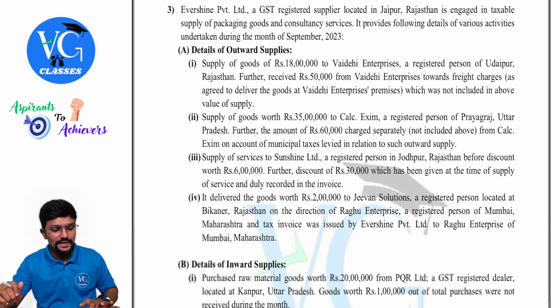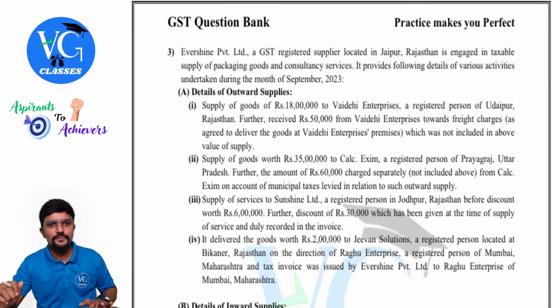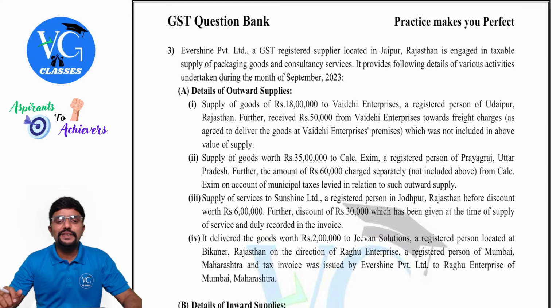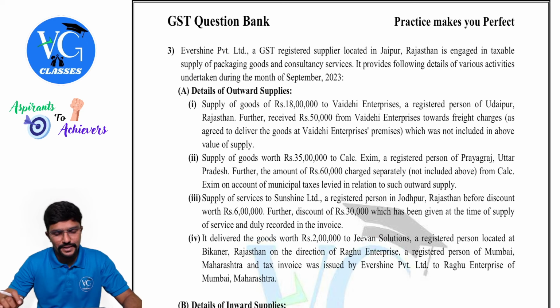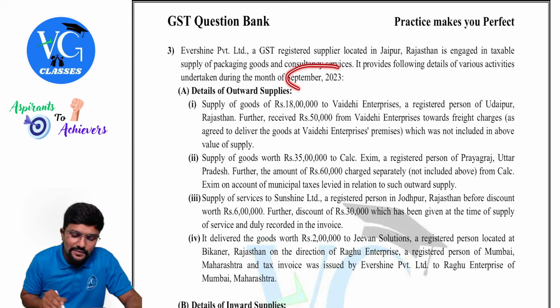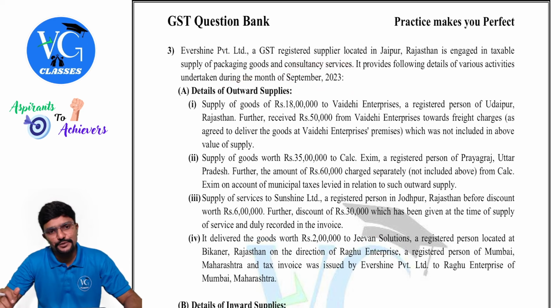Now let us read the information given. Evershine Private Limited, a GST registered supplier located in Jaipur, Rajasthan, is engaged in taxable supply of packaging goods and consultancy services. It provides following details of various activities undertaken during the month of September 2023. The data given is for September 2023, guys.